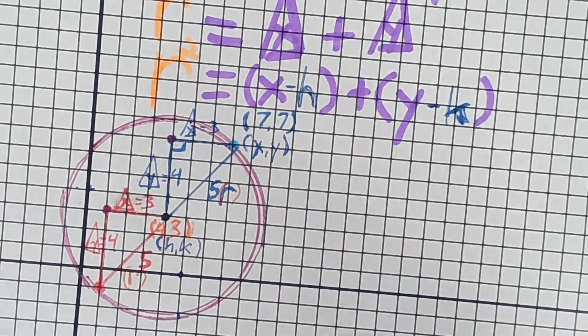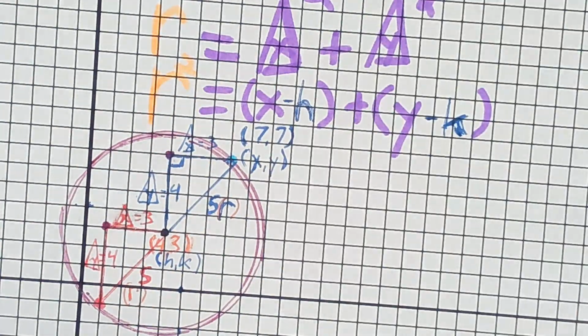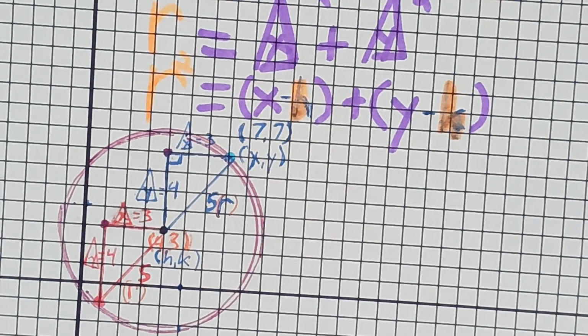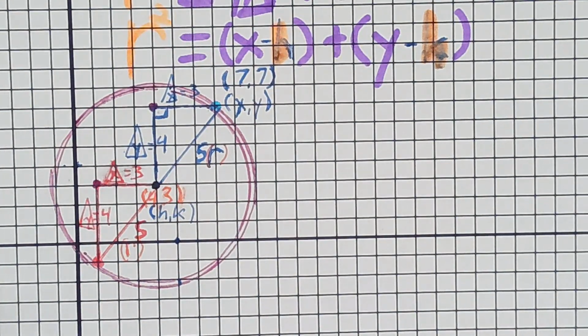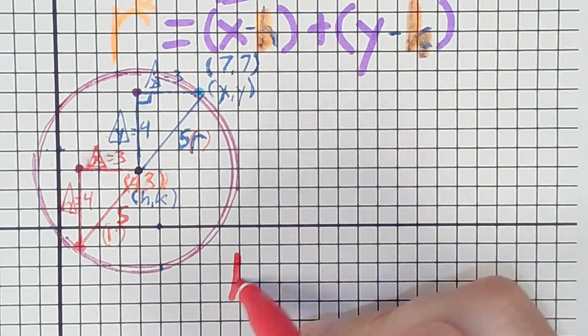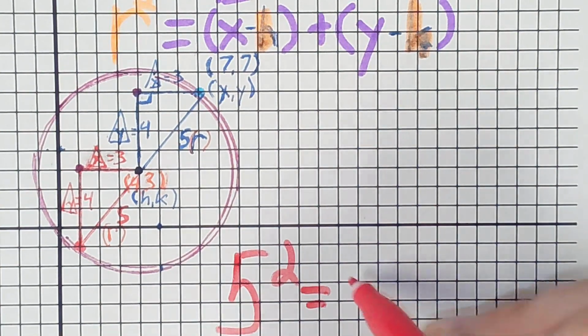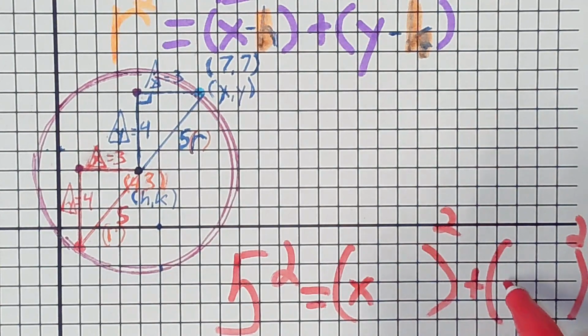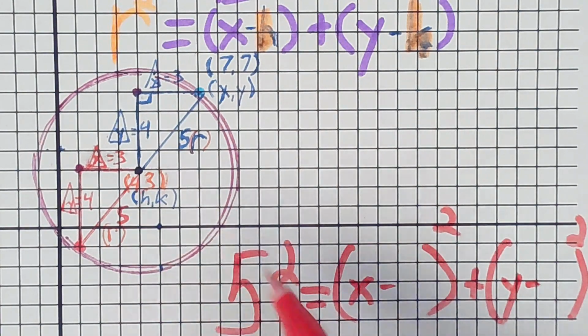I should make that orange, I guess. It's highlighted orange. So that's that. Okay, so for this circle, it would look like this. My radius is 5, so my radius is 5 squared, and it equals two polynomials squared, one with x, one with y. And my center point is going to be 4, 3, so it's x minus 4 and y minus positive 3.